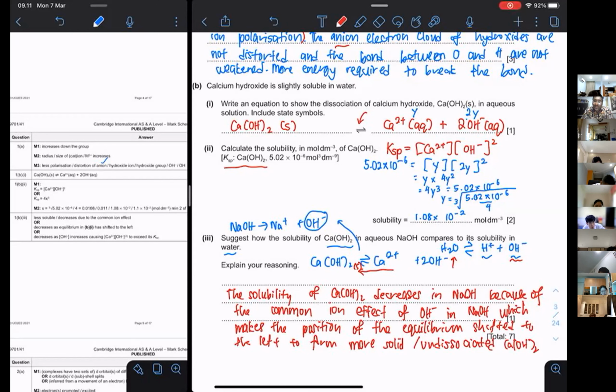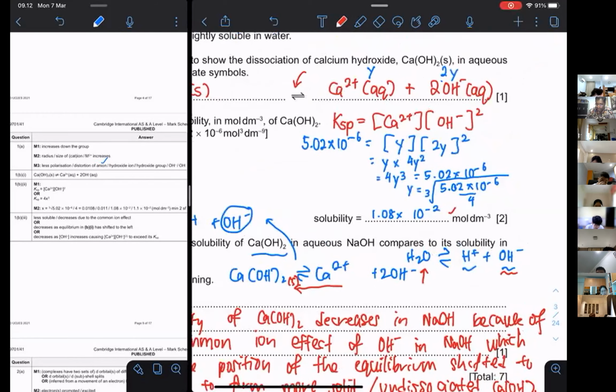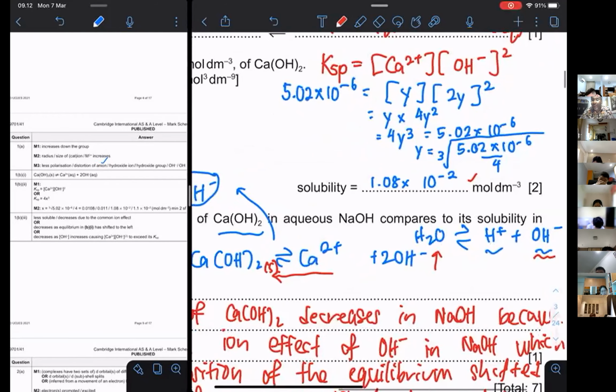Yeah, so it means the solubility in water, yeah, that is the certain solubility, this particular value that you have calculated. Okay, but if they ask you to predict the solubility value when you put in sodium hydroxide, then your solubility is going to become less. So you are going to predict a value which is less than 1.08 times 10 negative 2. Yeah, so that is the prediction.